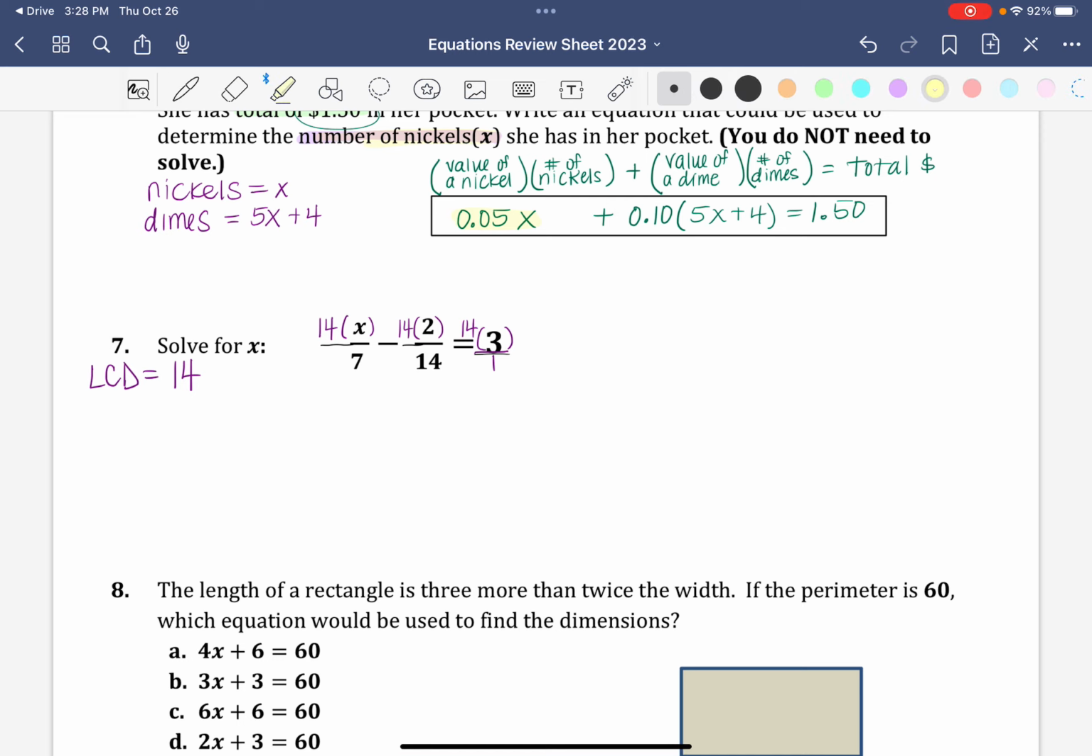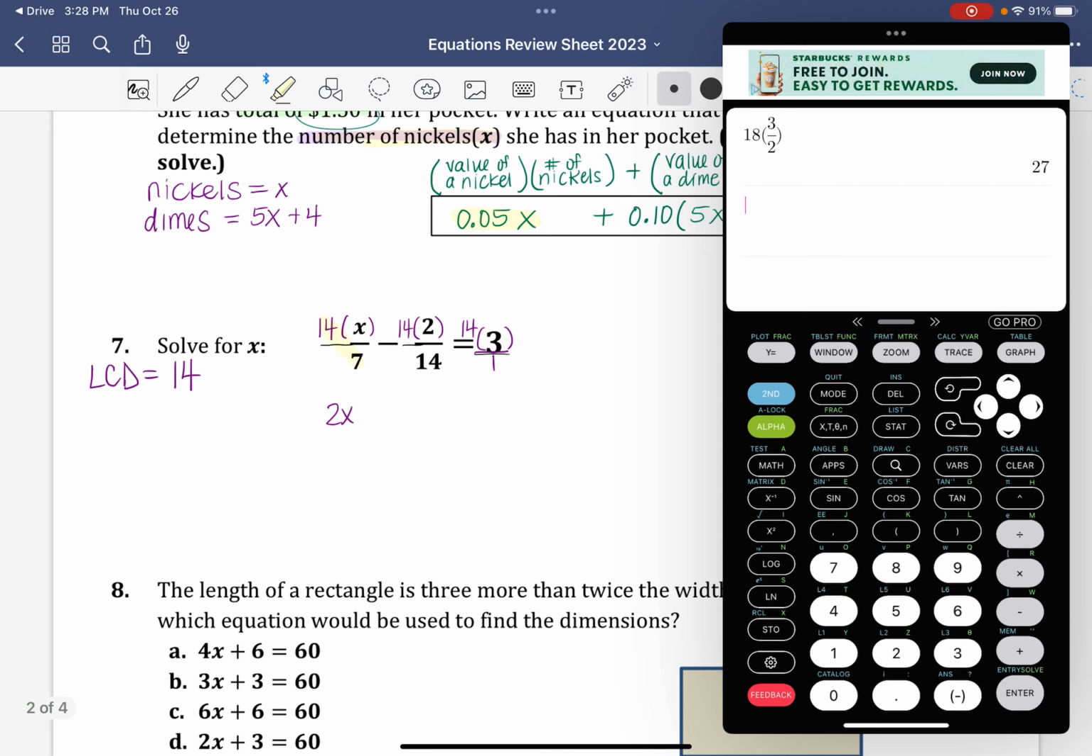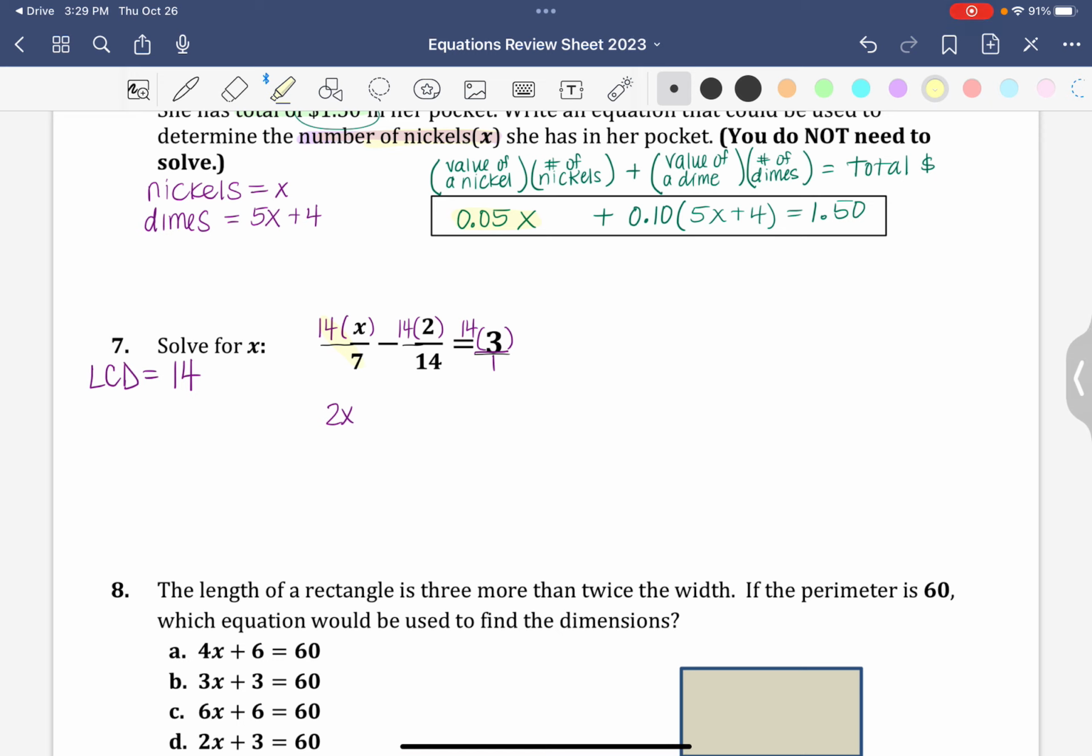So, well, let's think about it. What is 14 divided by 7? Well, 14 divided by 7 is 2. So that's just going to give me 2x. Okay, then I'm going to take a look at the next one. Now, there's different ways to think about it. You can think about this next one as 14 times 2 divided by 14. Okay, so that just gives you 2. The other way you can think about it is you can think about it as, well, let's do the division first. 14 divided by 14 is 1, and 1 times 2 is 2. Okay, but either way, I have my minus sign, and then I get a 2.